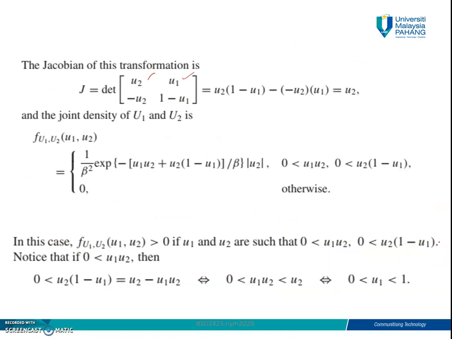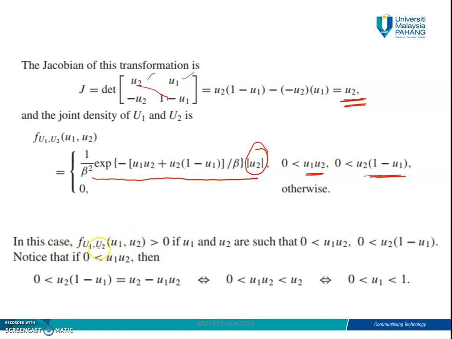So here you find the determinant: u2 times (1 minus u1) minus u1 times negative u2. Finally you get u2. Then the joint density function for u1 and u2 can be found by taking the inverse density function times the Jacobian. Again, here you must find the limits as well. So when you rearrange, you multiply.